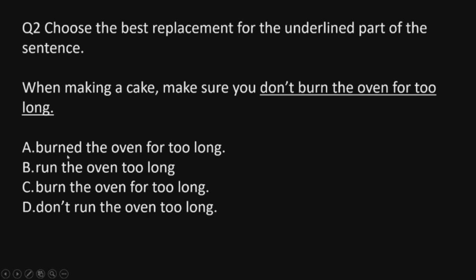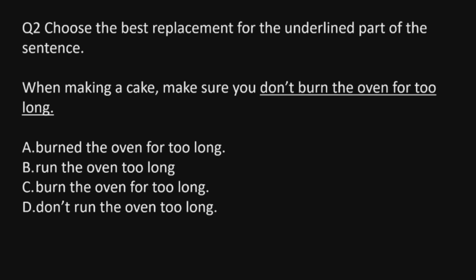Now moving to question 2, choose the best replacement for the underlined part of the sentence. Again same. Now I would like you to pause the video and try to solve it. So you have come up with an answer. Okay, let's see if you are right or wrong. When making a cake, make sure you don't burn the oven for too long. Okay, so the task here is making a cake, and the underlined part is "don't burn the oven for too long".